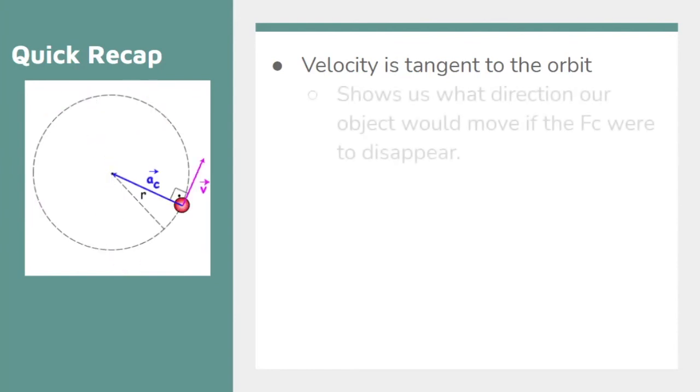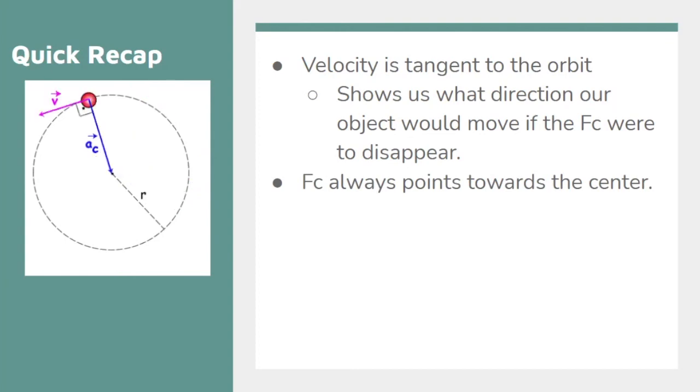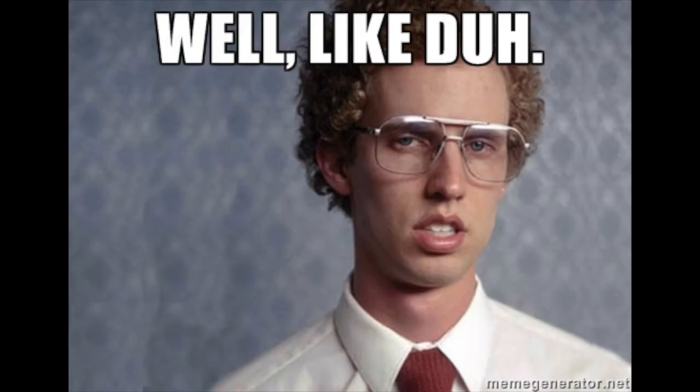And again, this just shows us what direction our object would move if that centripetal force were to disappear. Our object is moving in that direction while it's around the circle. It's just constantly changing directions because of the centripetal acceleration and the centripetal force which keeps pulling on it. Centripetal force, like we mentioned, will always point towards the center. That's why it's called the centripetal force, center pointing force.